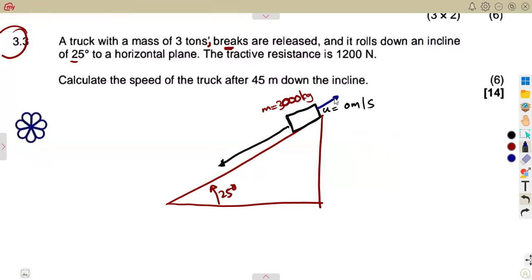This other way, it is going to be opposed by what? 1,200 Newton. Calculate the speed of the truck after 45 meters down as it is going down the incline. We do not know what it is going to be at the end, but after covering 45 meters, what we are very sure of is the initial part.